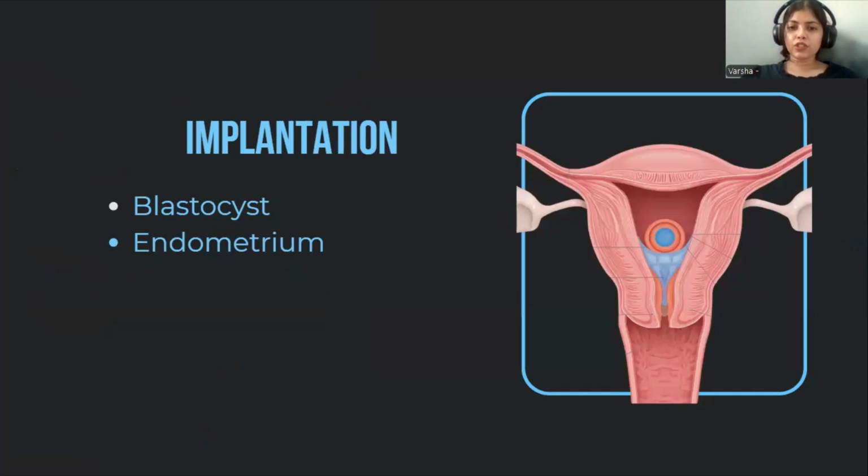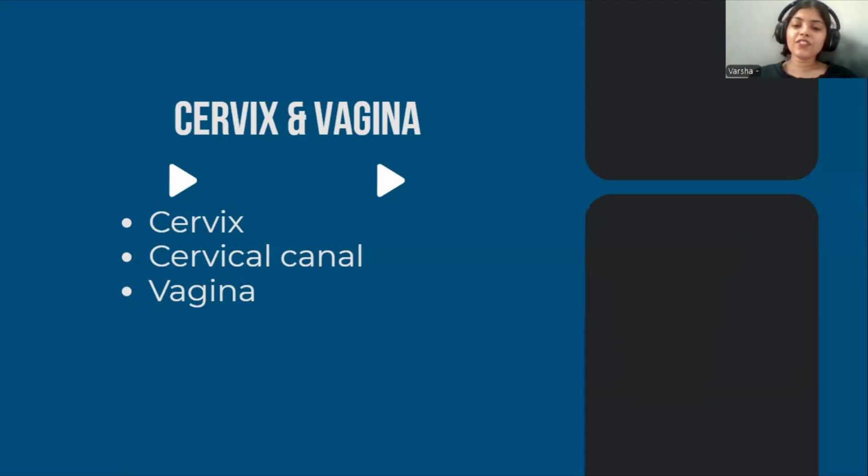After reaching the uterus, the embryo attaches to the endometrium. This process is called implantation. Without implantation, a pregnancy cannot continue. The lower part of the uterus is called the cervix. It forms a cervical canal, and this portion gets connected to the vagina. It is an important passage during childbirth.